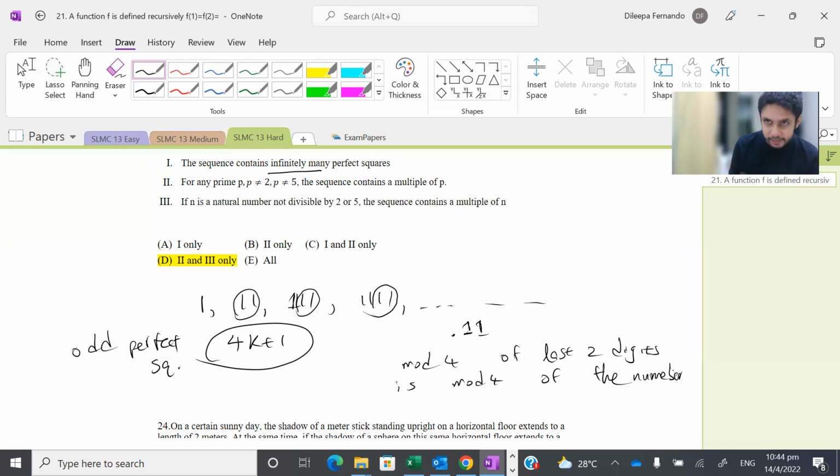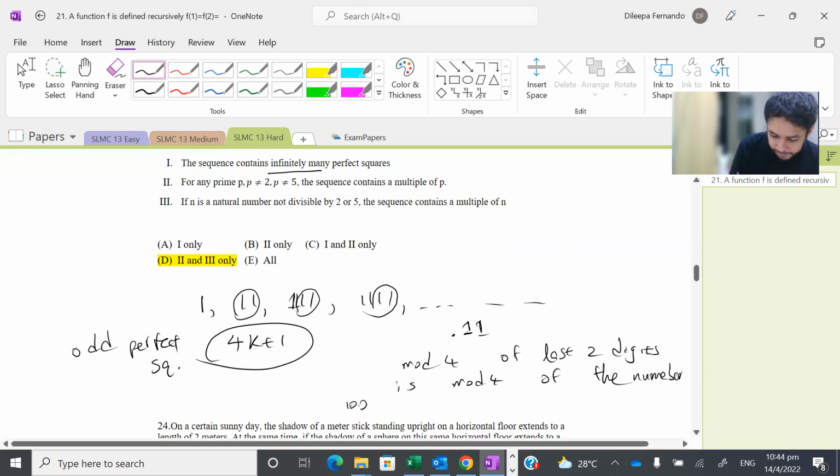So any number greater than 100 can be written as a summation of a multiple of 100 plus the last two digits. So the mod 4 of this number is just the mod 4 of the last two digits. Right. Now we know that.